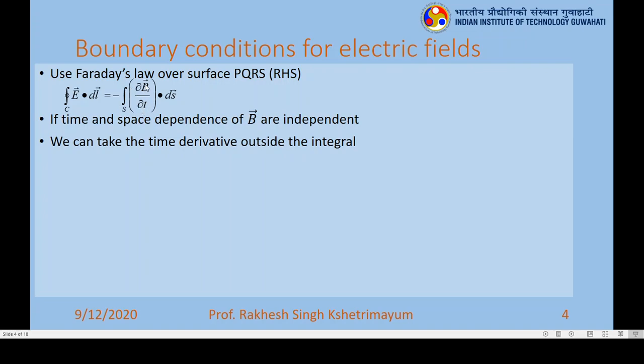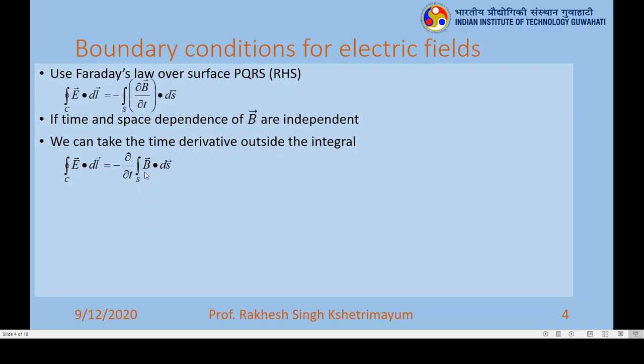Now what you are doing is a space integration here. So ds depends on the space variable. ds is the surface element. The integration is over the surface S, so it's a space dependent term. The partial derivative is with respect to time, so it's a time dependent term. They are independent in most cases. In that case, you can take the partial derivative with respect to time outside the integration. So you can write minus del by del t of the integration of B dot ds over the surface S.